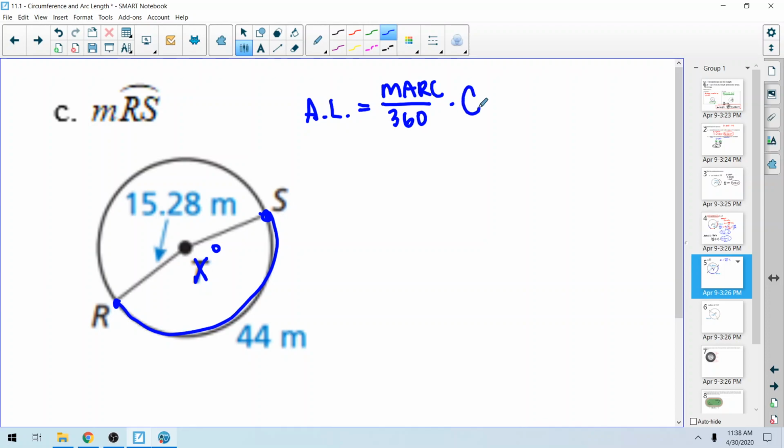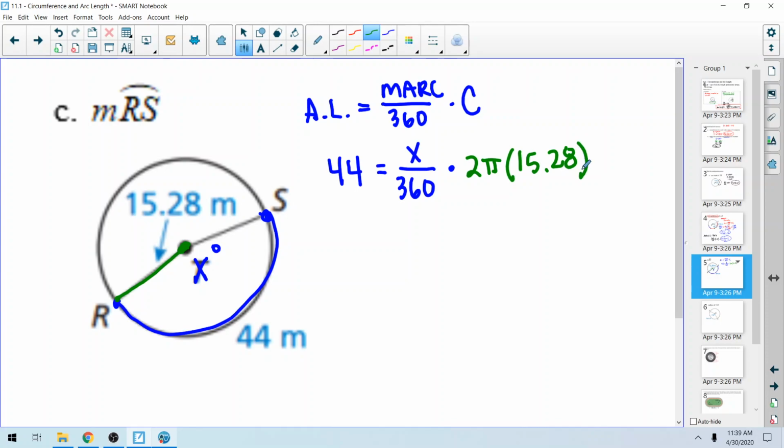So arc length, in this case, from R to S, they're telling me is 44. Now, the measure of the arc is what I don't know. It's x degrees. That's what I'm trying to find. So I'm just going to put an x up here out of 360, and then I have to multiply by the circumference. Well, they didn't give me circumference, but they did give me this measure, which looks like a radius. So circumference is either pi d or 2 pi r. So I'm going to use 2 pi r. And now I have that fantastic equation, and I have to solve that for x.